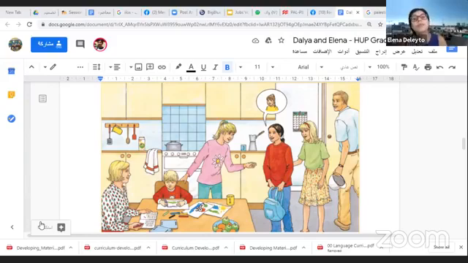Arish says that the girl seems 10 years old. What do you think, Dalya? Do you think she could be 10? I think she's 9 or 10. I think it makes sense.